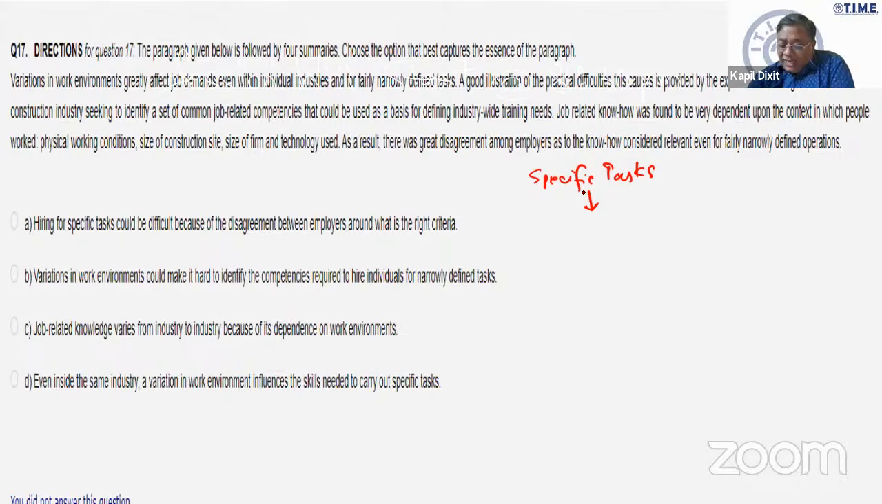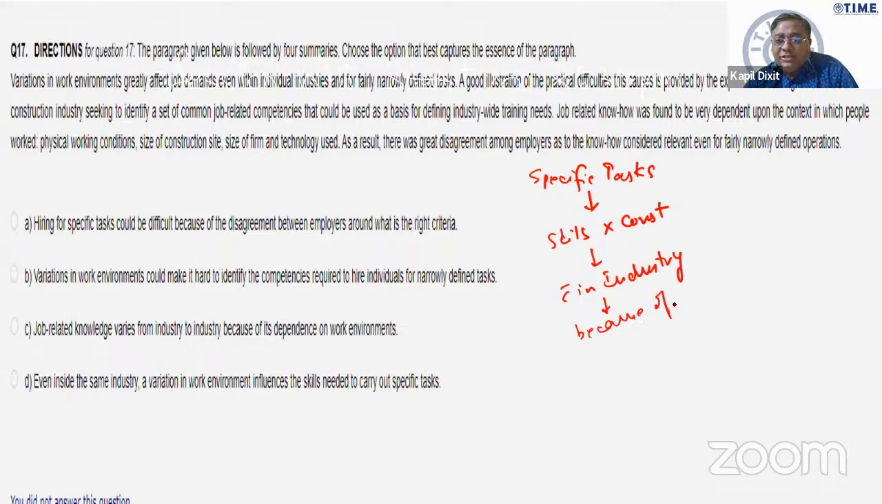With specific tasks, because I am assuming that in post-test analysis you would have attempted this question. With specific tasks, the skills needed are not constant. Skills are not constant. Okay. And even inside the same industry, within industry, you will find that variation is there in work environment. Variation is there. This is primarily because of variation in work environment.